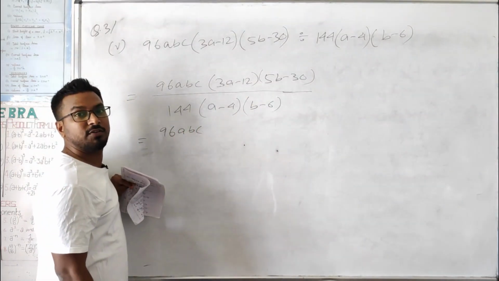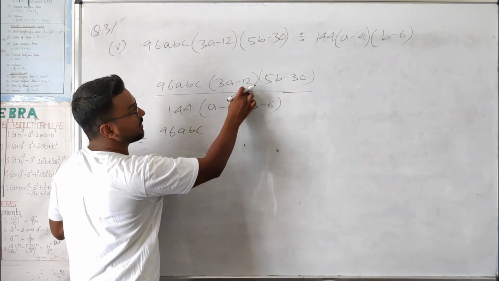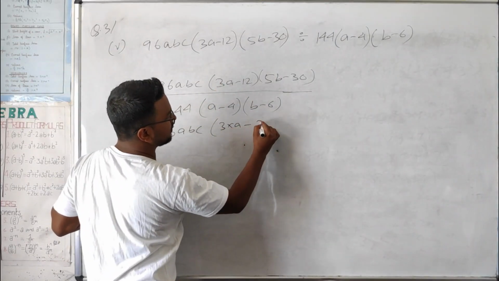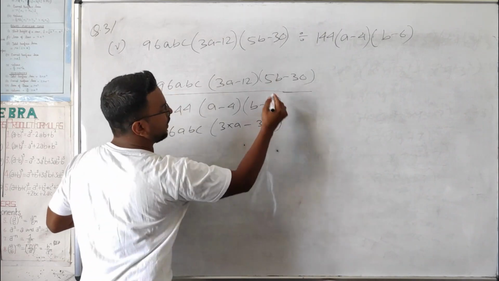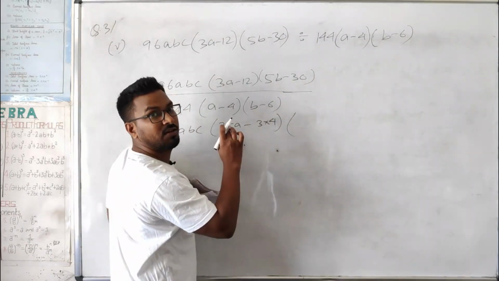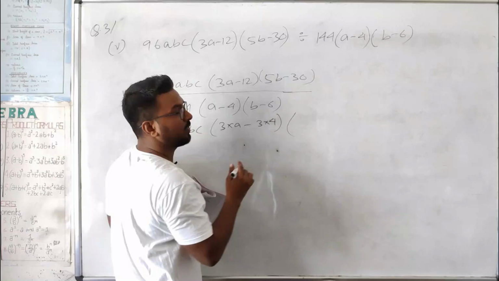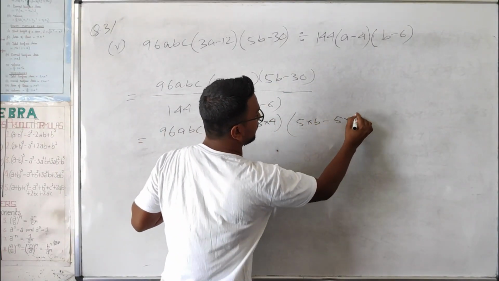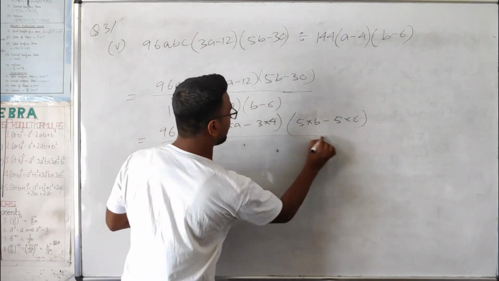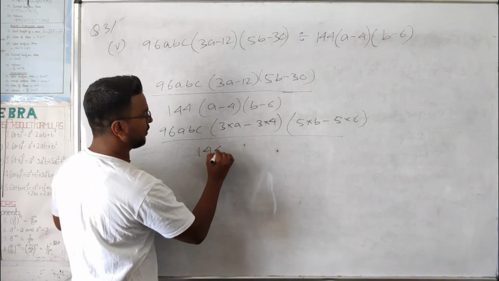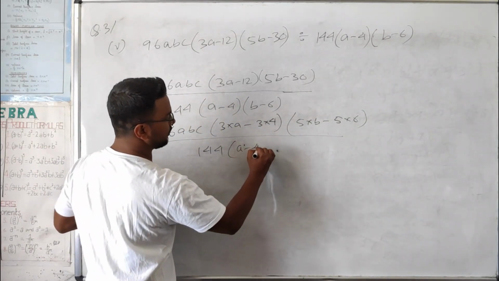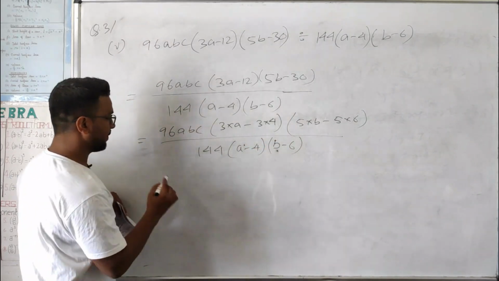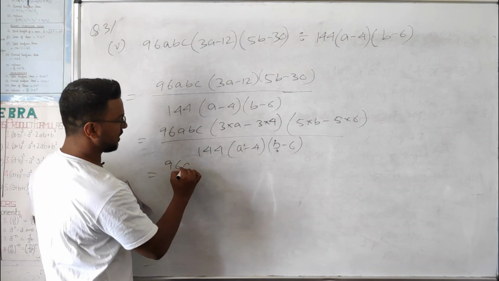Both are multiples of 3, so 3 is the common factor, so this can be written as 3 into a minus 3 into 4. And what is the common factor in this? 5. Both are multiples of 5, so this can be written as 5 into b minus 5 into 6, divide by 144 into a minus 4 into b minus 6. Okay, next we'll take out the common factor.